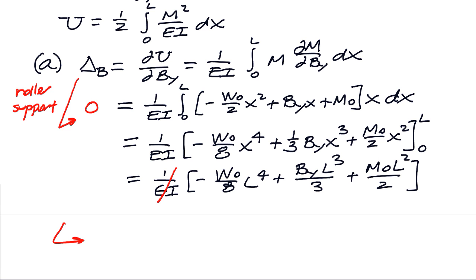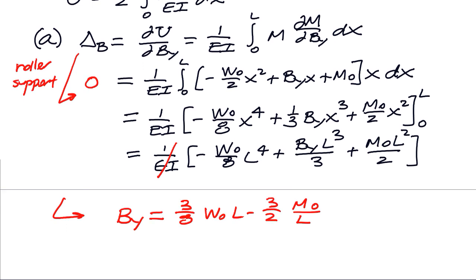We cancel out this. So this becomes that By is equal to 3/8 W naught L minus 3/2 M naught over L. So that's what we get in general.